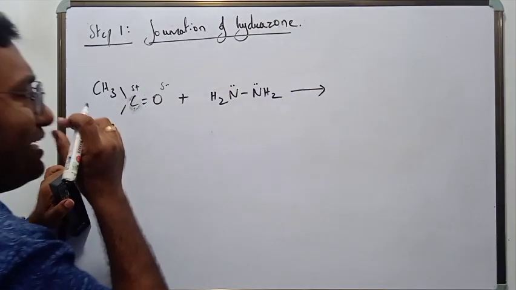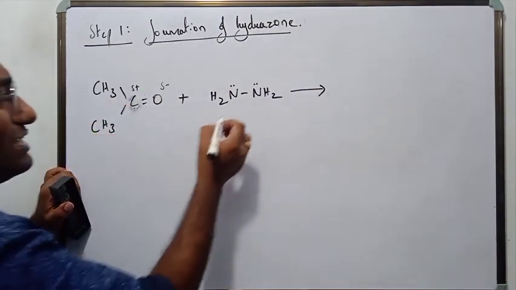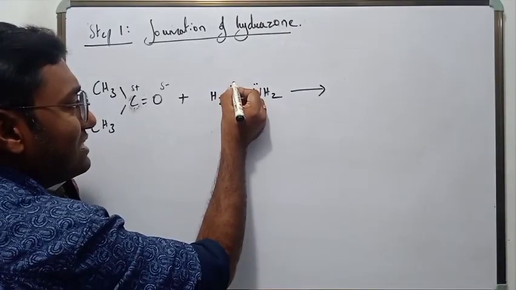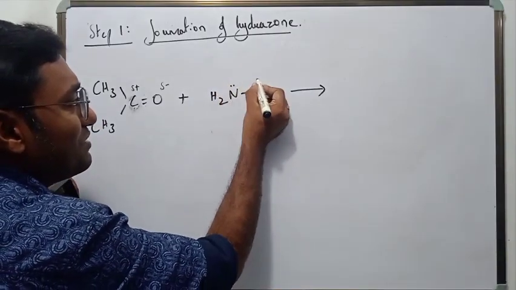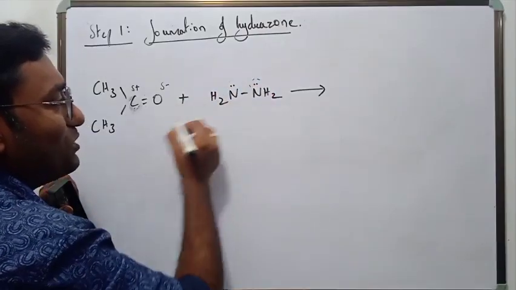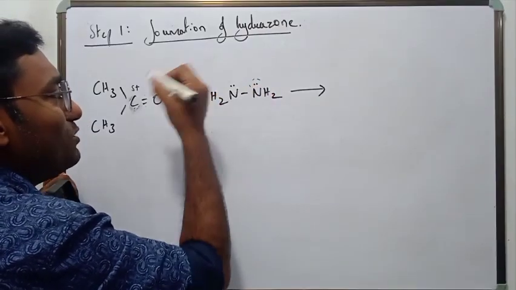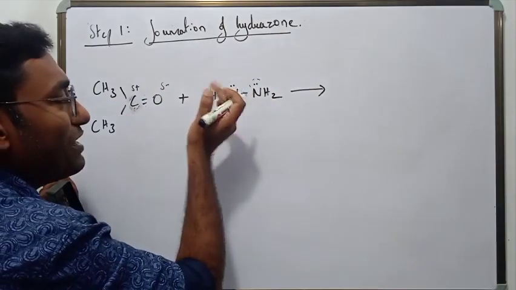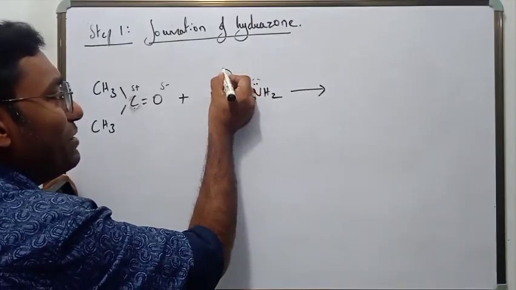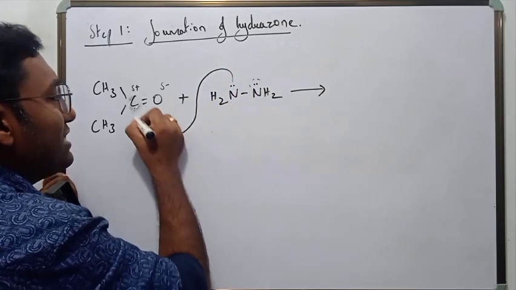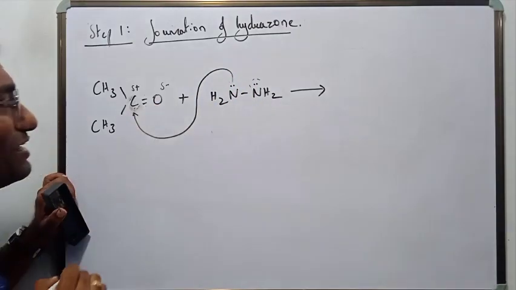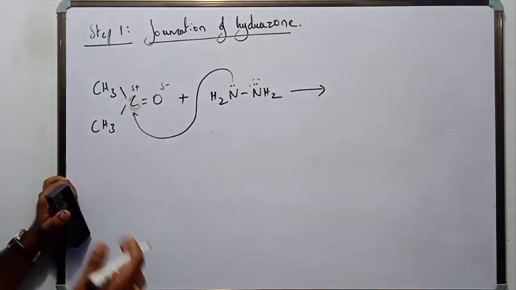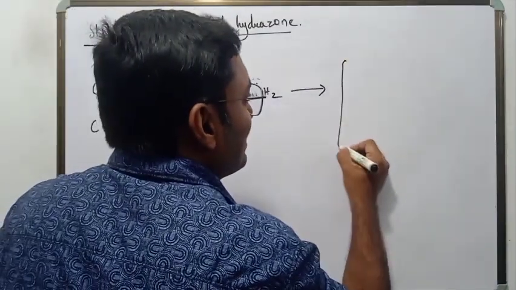Now, playing into this opportunity is hydrazine. How does hydrazine play into this opportunity? Hydrazine has 2 nitrogen atoms, each having a lone pair of electrons. So it can very well act as a Lewis base. A Lewis base is something that can donate a pair of electrons. So the nitrogen can donate a pair of electrons to this positively charged carbon.